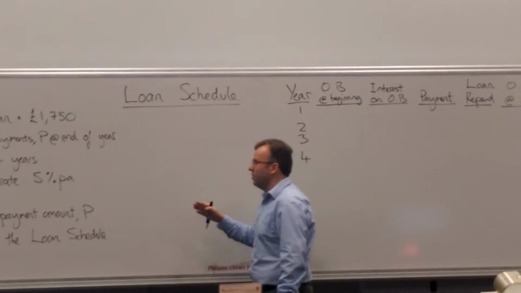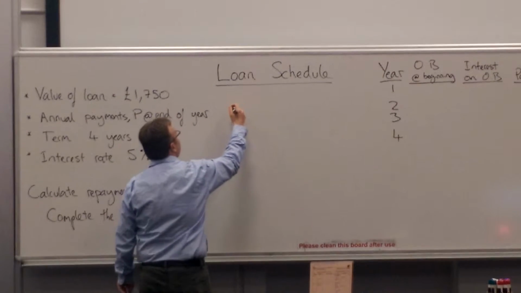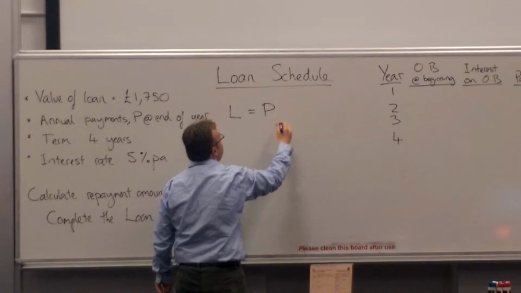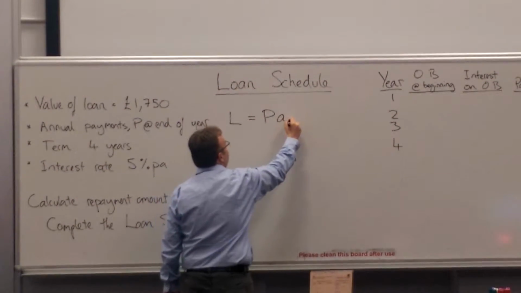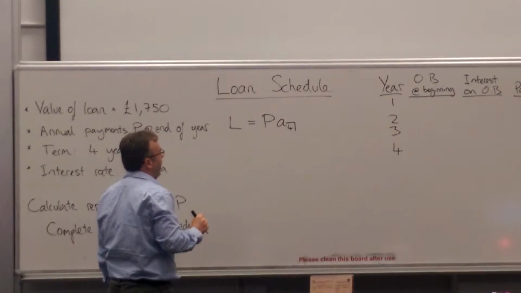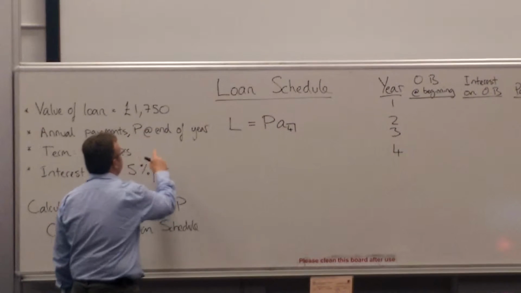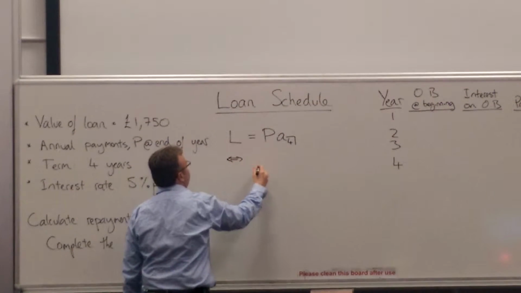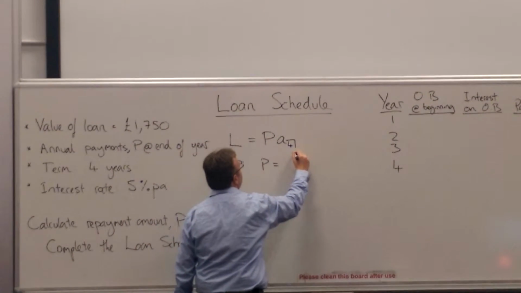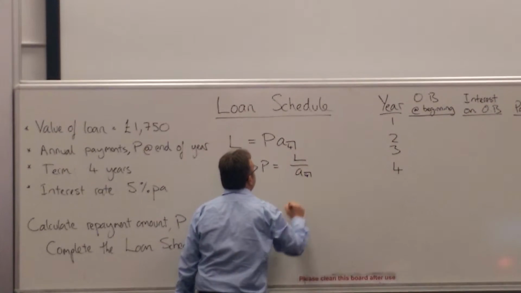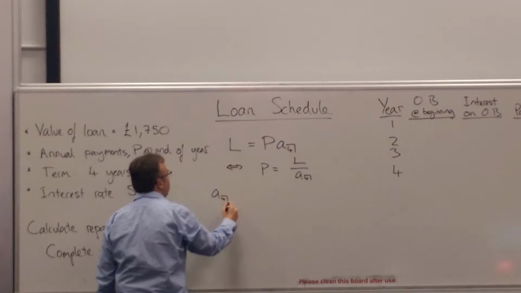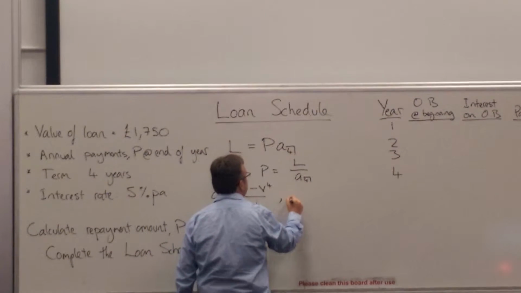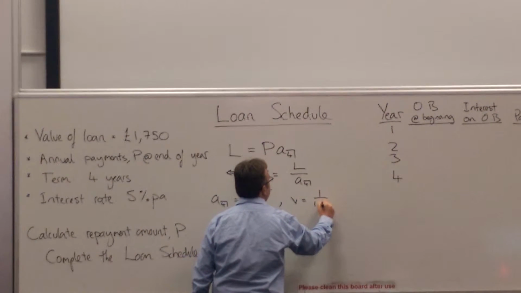But let's first calculate the repayment amount P. We know that the loan amount L must be equal to the repayment amount P multiplied by an annuity function A4. It's an immediate annuity, not an annuity due, because we're told that the payments come at the end of the year, which is if and only if P is equal to L divided by A4. Now remember that A4 is equal to 1 minus v to the power of 4, divided by i, where v is 1 divided by 1 plus i.